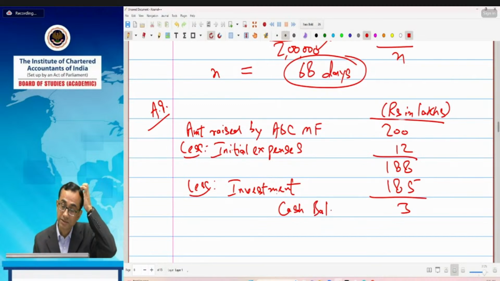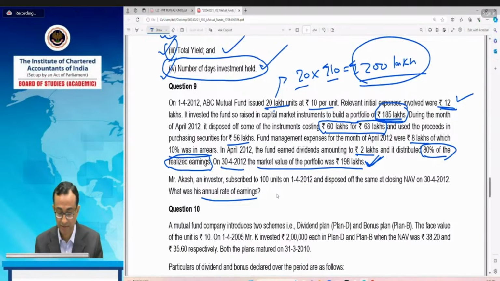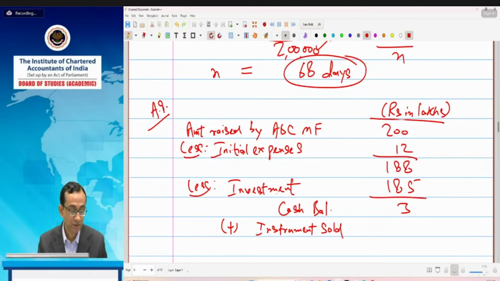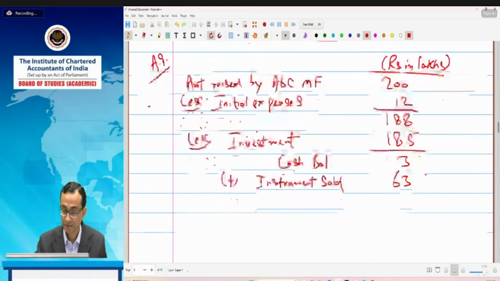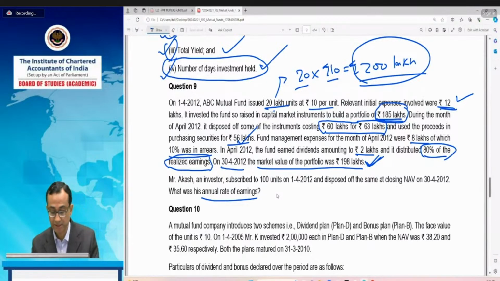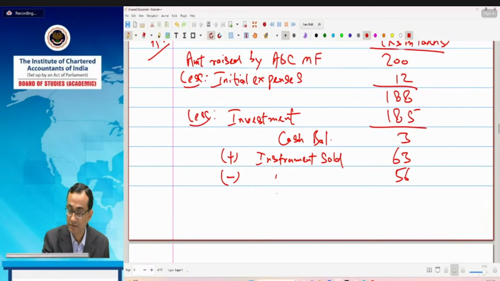But certain other transactions were also done during the month of April. First of all, 63 lakh has been raised by selling instruments, so it will be added to this 3 lakh. Then out of this, instruments of 56 lakh were purchased, so this 56 lakh for instruments purchased will be deducted.